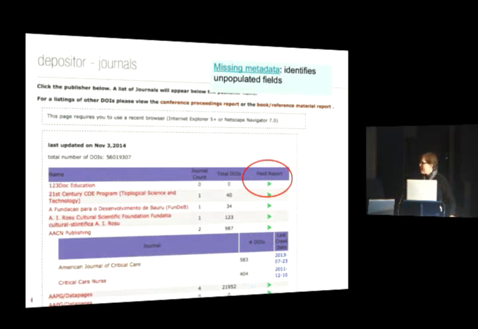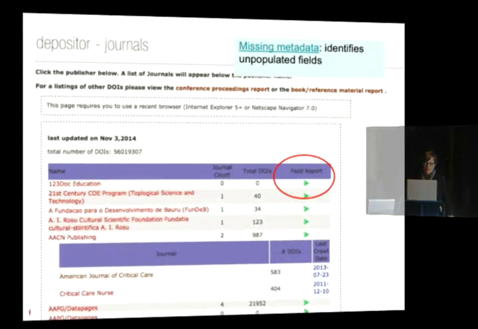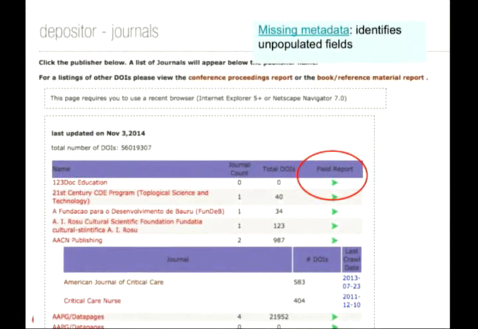So we also have something called a field report. We use this internally. It doesn't get much attention from publishers. It's kind of buried in the website. It's accessed from the Depositor Report. It gives you an overview of the metadata fields commonly used for journal deposits. We call this the missing metadata report, even though the official name is field report. We primarily use it to identify metadata that is potentially missing.